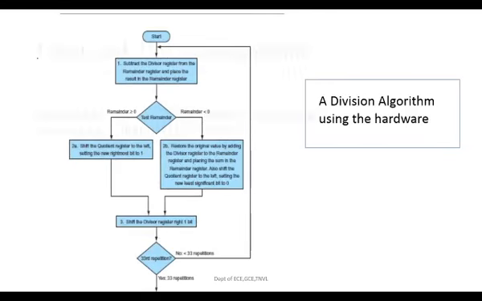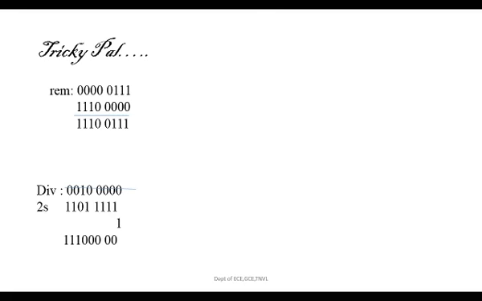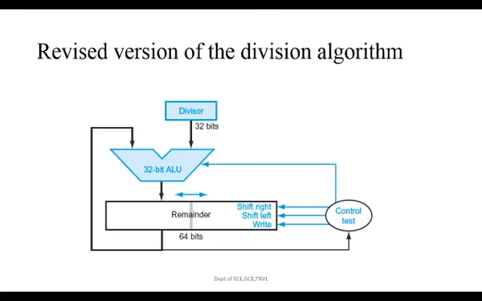So coming to the next part, this is a revised version of the division algorithm. Here the quotient register has gone; the quotient is placed in the left of this 64-bit remainder register. The divisor register is only 32 bits, and the ALU is 32 bits, compared to the previous version, where it was 64 bits.